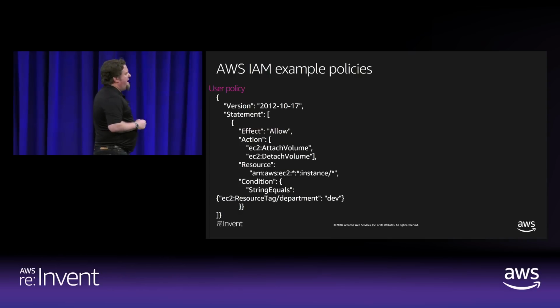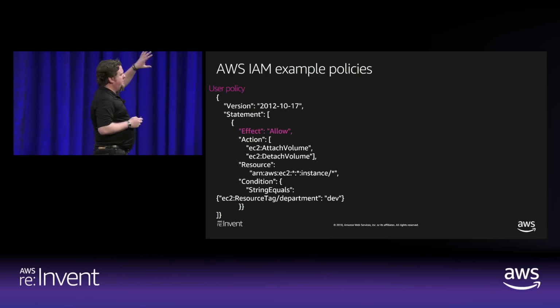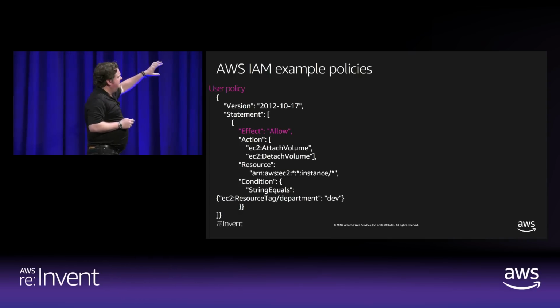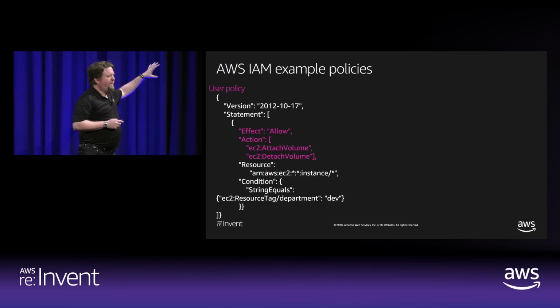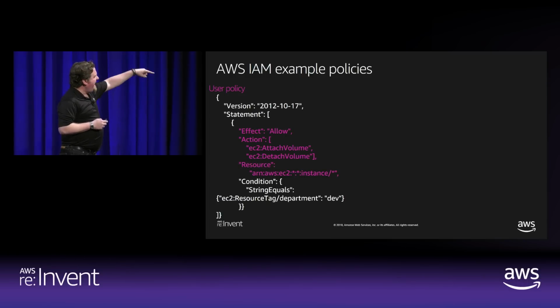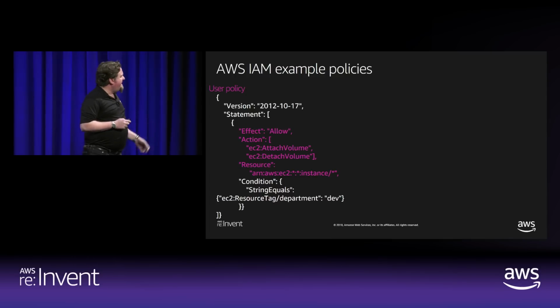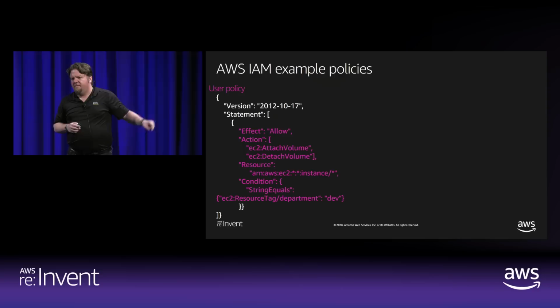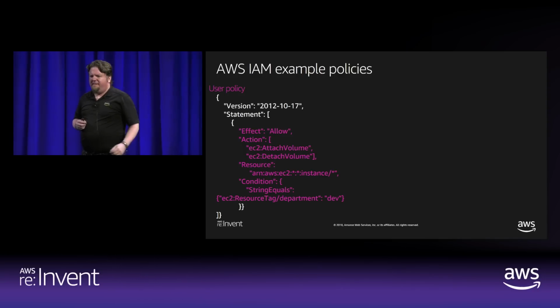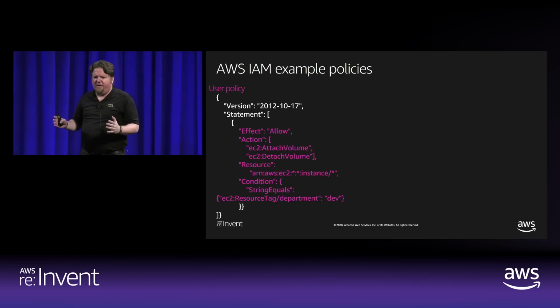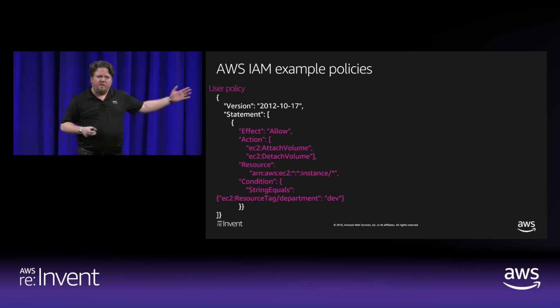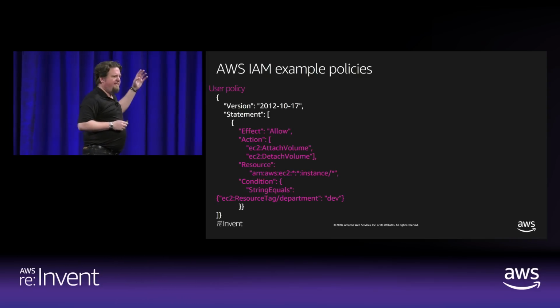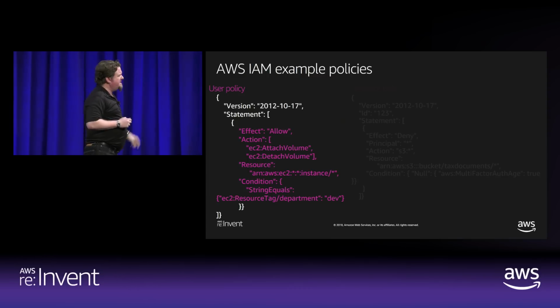So when we look at user policy, what are we going to do here? We're going to allow. What are we going to allow? EC2 attach volume, EC2 detach volume. For what resources? That is all of the instances, wildcards. But under what conditions? Only where department equals dev. Because the people that are going to get this policy should not be attaching volumes from the production. They should only be attaching the volumes that are tagged dev. And that is what this allows.